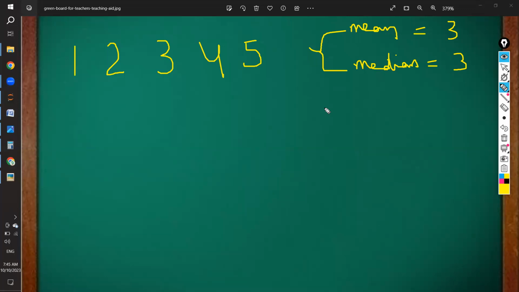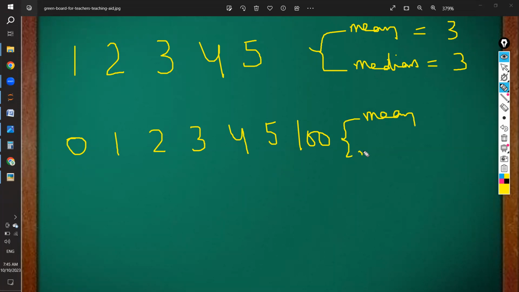But now see what happens. What I'm doing is adding some numbers: 0 1 2 3 4 5 100. Now tell me what is the mean, tell me what is the median, quick.